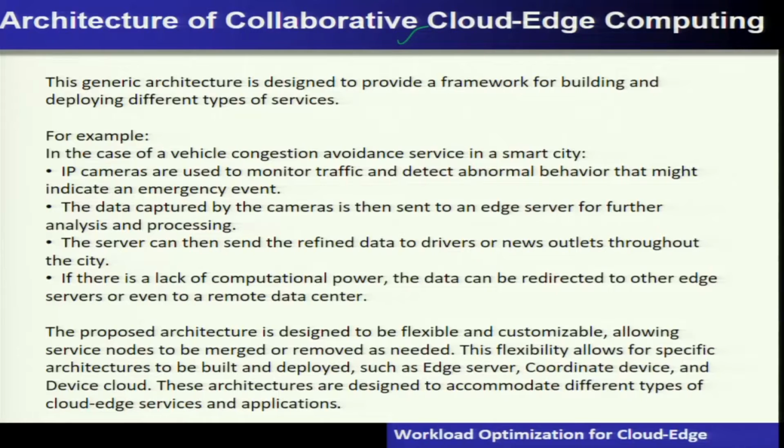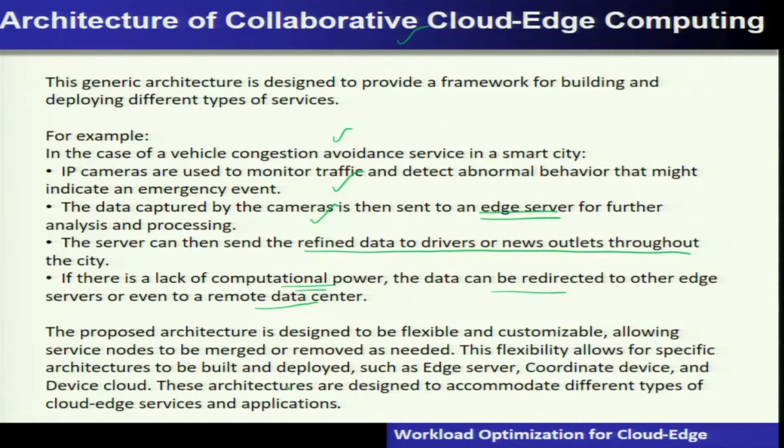For example, in the case of a vehicle congestion avoidance service in a smart city, IP cameras are often used to monitor the traffic and detect abnormal behavior. Data captured by these cameras is sent to the edge servers for further analysis and processing. These servers can then send the refined data to the drivers or the news outlets, and if there is a lack of computational power at the edge nodes, then data can be redirected to the other edge nodes or to the remote data centers.